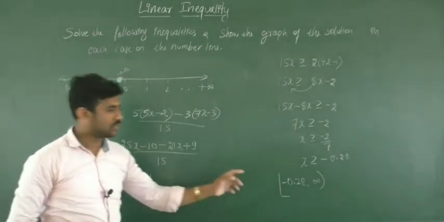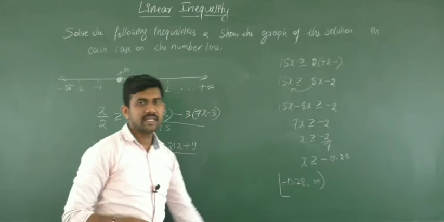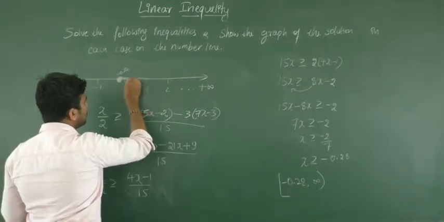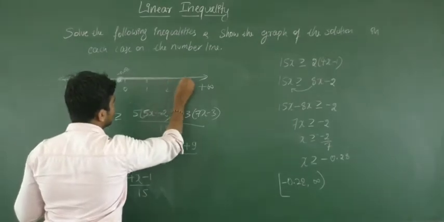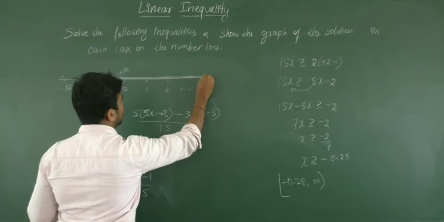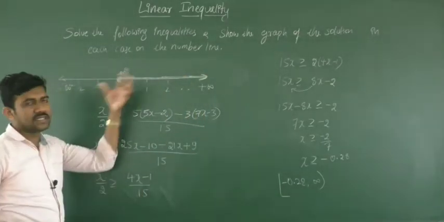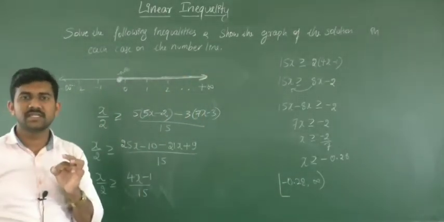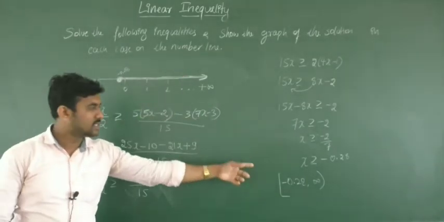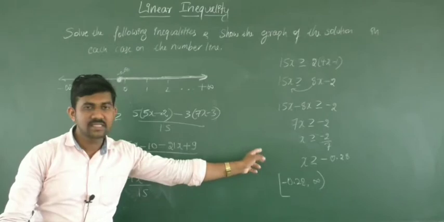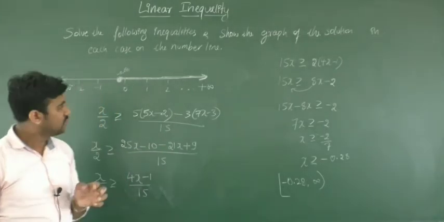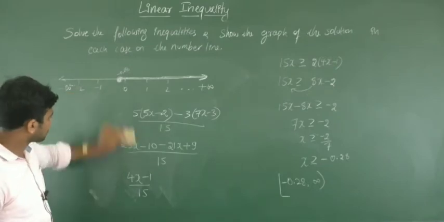Fill the circle on that point. And now greater than that point means on the right hand side you have to draw the thick line. Okay, so like this. So we can say the shaded region represents the solution of the given inequality. So what is the solution? What you got here? X is greater than or equal to minus 0.28. Okay, now we'll see the next question.